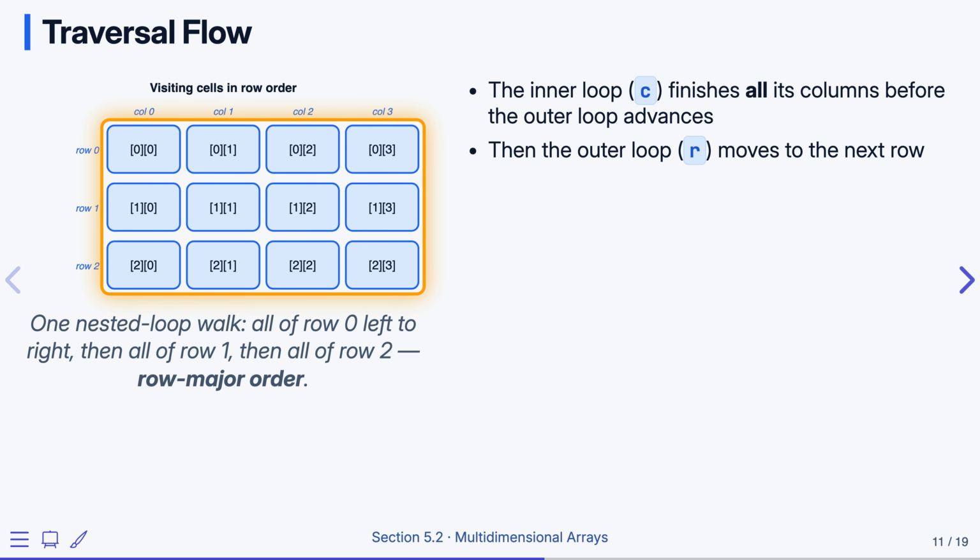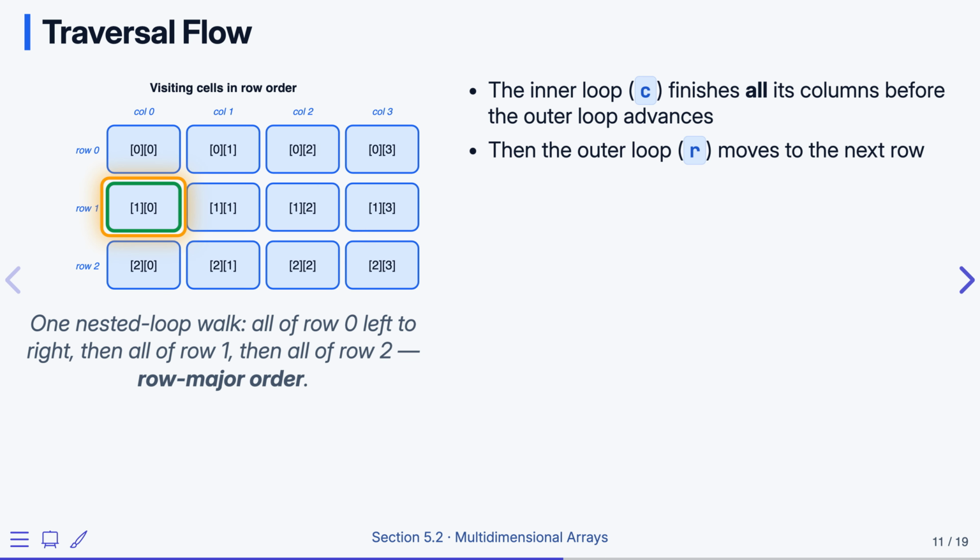The nested loop visits every cell. The outer loop picks the row. The inner loop walks the columns. Watch the green marker move. Row 0, column 0, grid 0, 0. Column 1, grid 0, 1. Column 2, grid 0, 2. Column 3, grid 0, 3, row 0 is done.